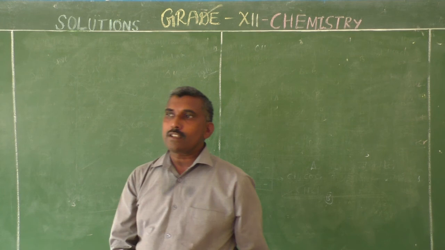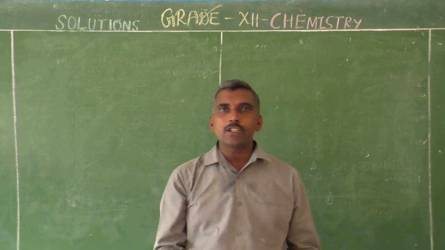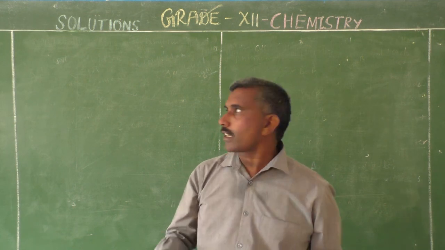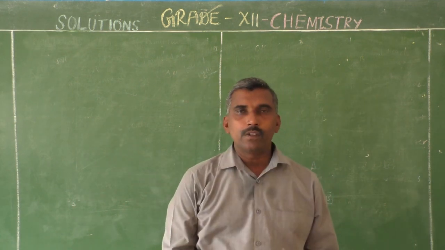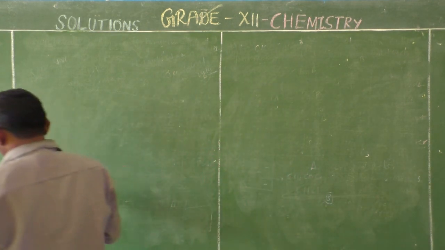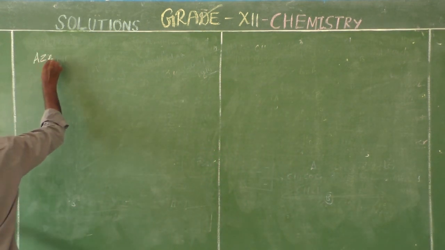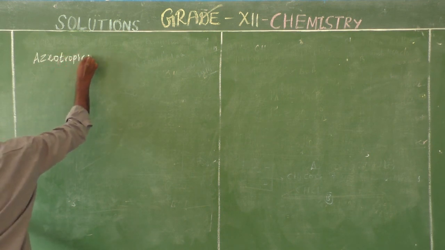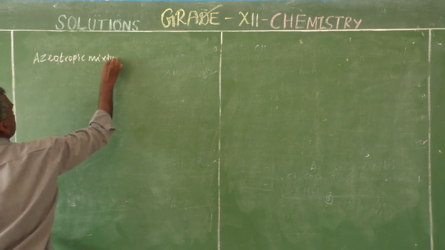There is a comparison between ideal and non-ideal solutions. Next class I will put up a graph and a table column, and you note it down, okay? Now, azeotropic mixture. This is very important.